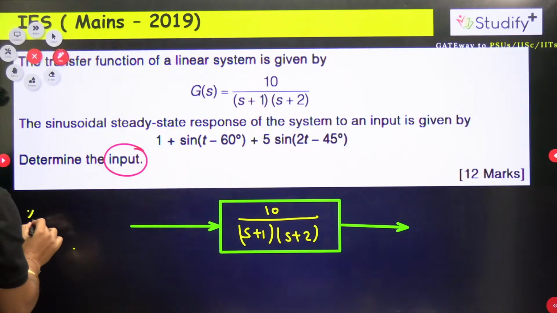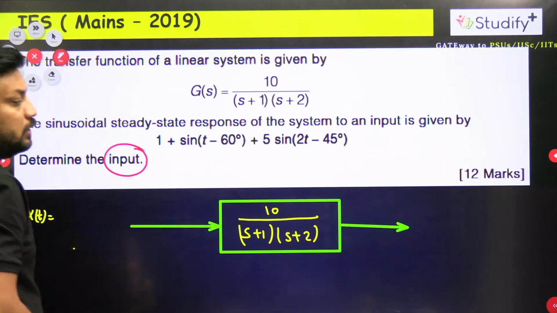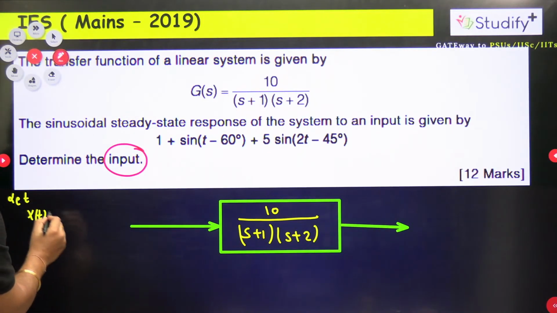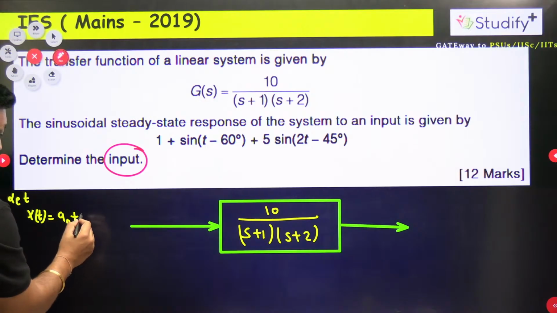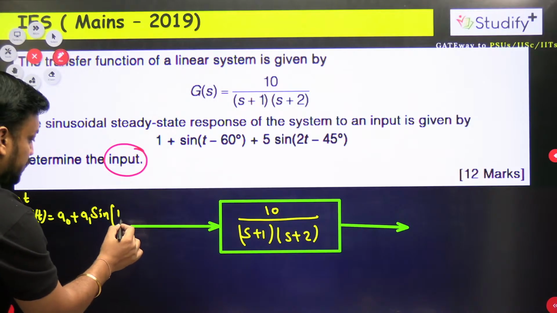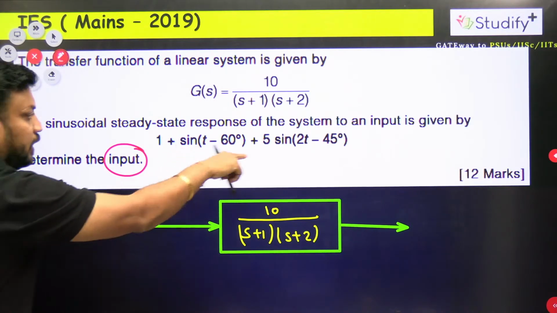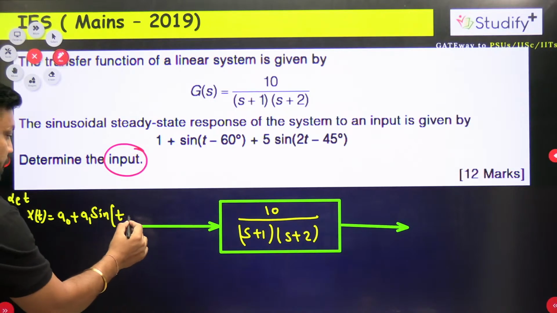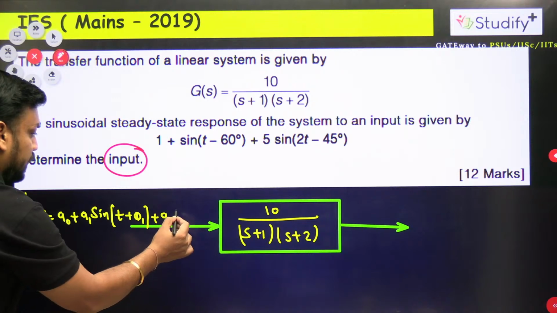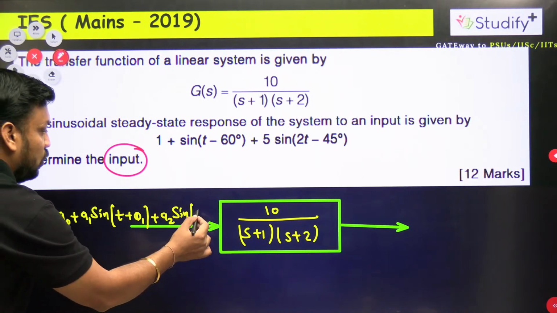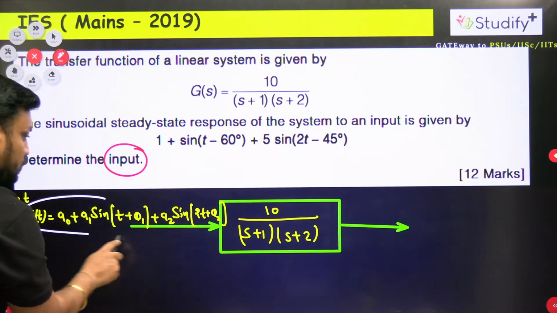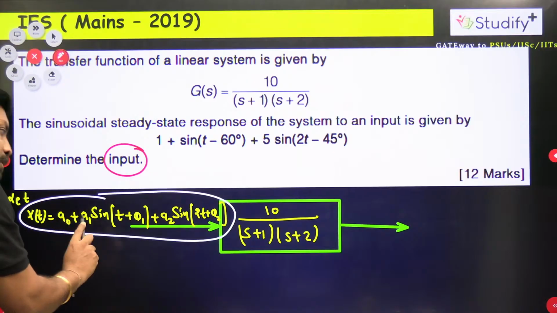It means we first have to let the input be some equation. Suppose we let my input be a0 plus a1 sin(t plus theta 1) plus a2 sin(2t plus theta 2). I am just assuming t here, because omega is 1 first and then 2. I hope it is visible perfectly. So this is what I assumed as my input.